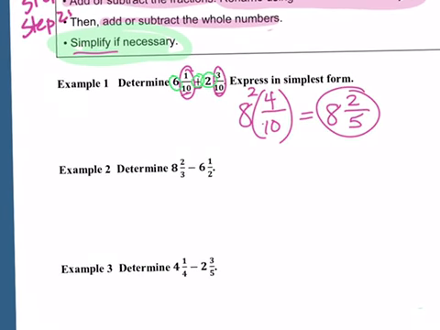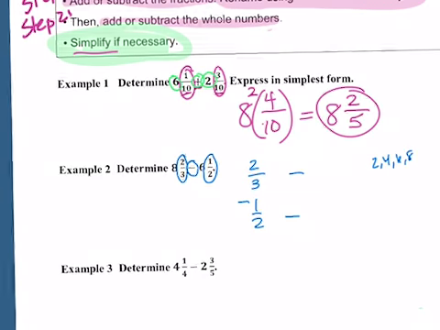For example 2, I've got 8 2/3 minus 6 1/2. So I'm going to focus on my fractions and the operation in the middle. So 2/3 minus 1/2. And if you need to, off to the side, list your multiples of 2, your multiples of 3, and find that common denominator. So 6 is going to be my lowest common denominator.